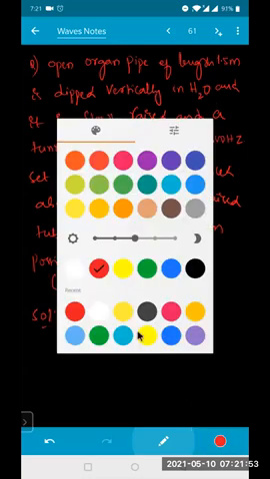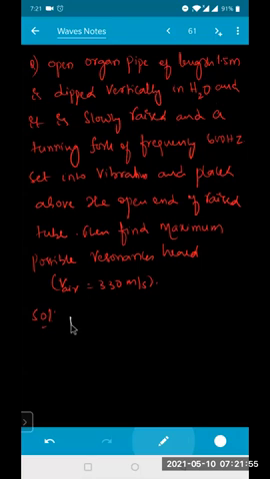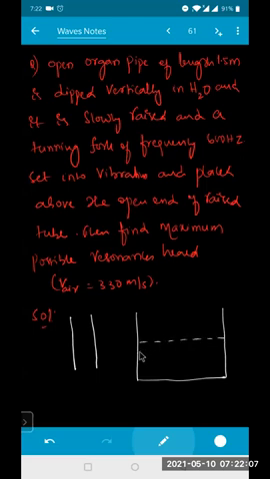And you know that whenever an open organ pipe, say for example this is your open organ pipe, it is open at both the ends and it is dipped into what? Water. Now say for example, this is your cylinder in which a certain amount of water is filled. What you're doing is taking this open organ pipe and immersing it into the water like this.